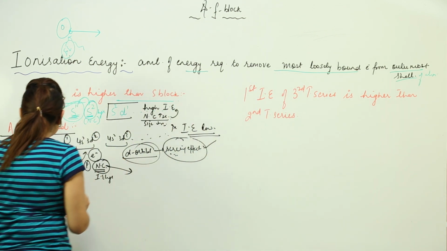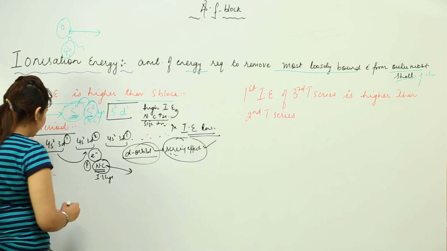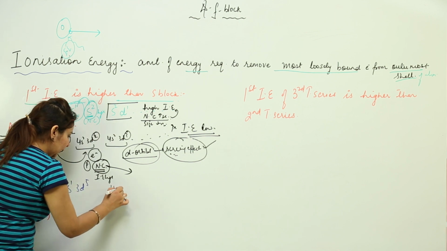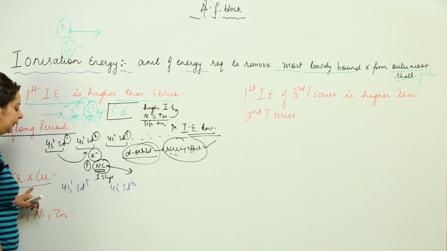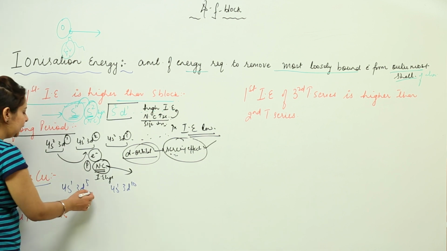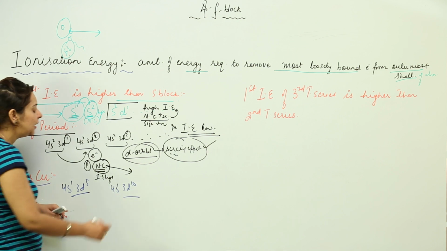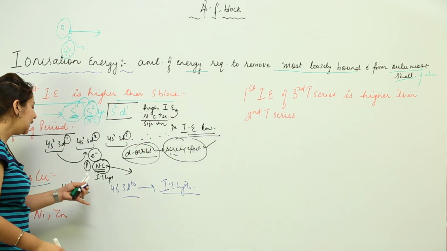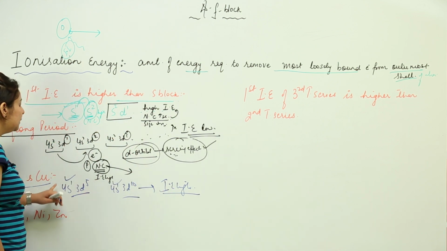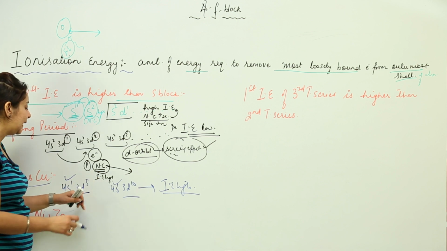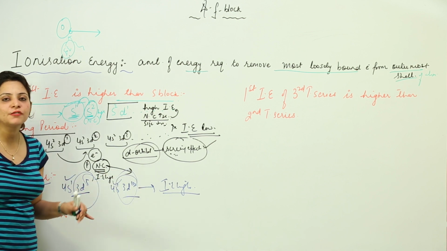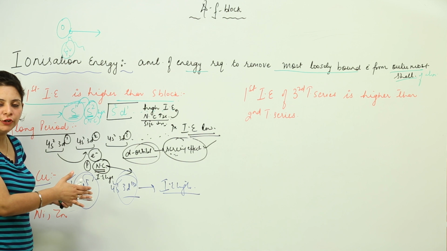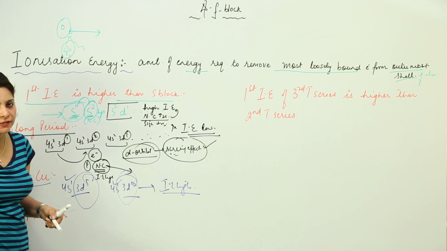Now, if we consider an example of chromium and copper. In chromium, we know that the configuration is 4s1 3d5, and in copper it is 4s1 3d10, right. Because they are half filled and fully filled, and we know that half filled and fully filled orbitals are more stable, due to this the ionization energy is very high. We can remove one electron from this shell, but when we remove this electron, it gets extra stability, and after that the ionization energy becomes very high, right.